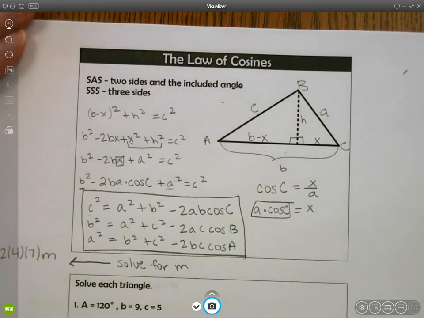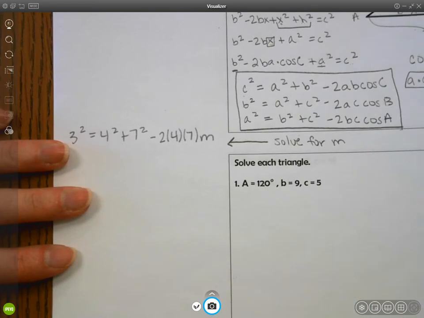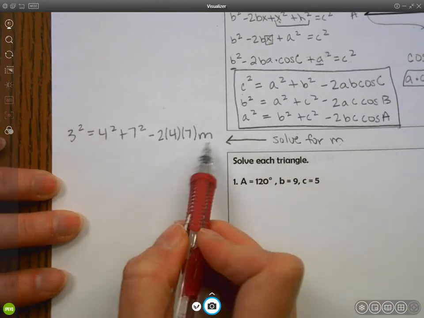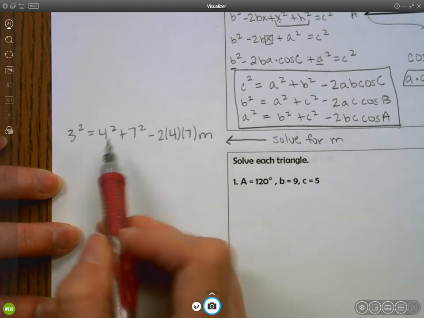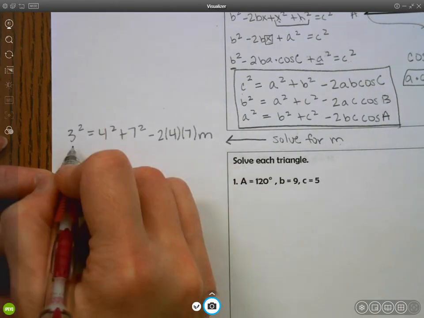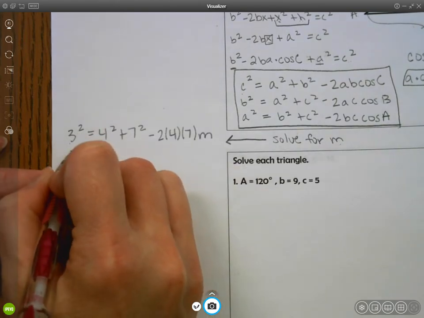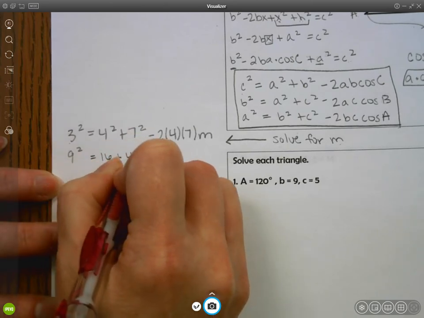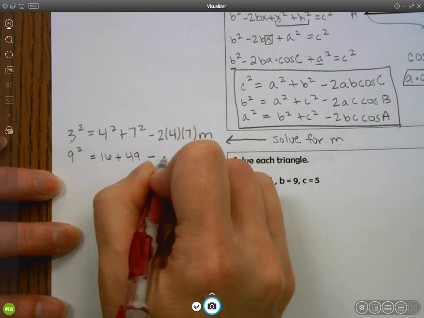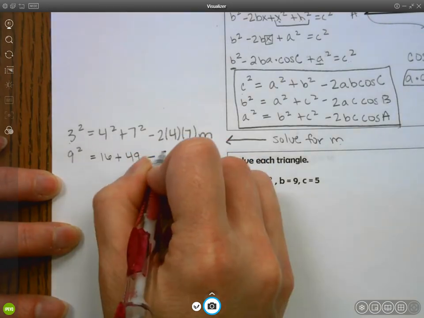Okay, before we jump into doing some problems, I want to just real fast solve this equation for n, because law of cosines looks like this, and this is a lot of times what people get hung up on. So this is 9, this is 16, this is 49, and we can multiply all of this together. 8 times 7 is 56.